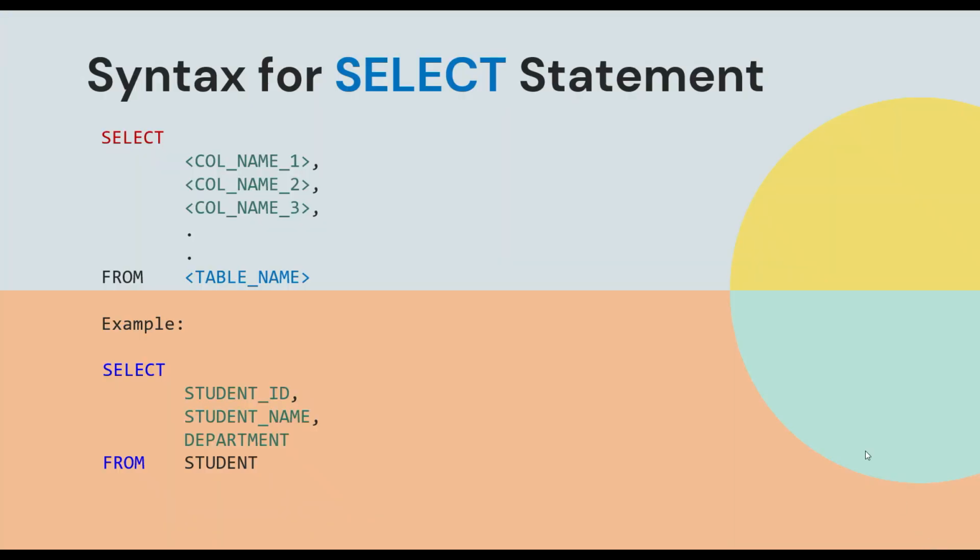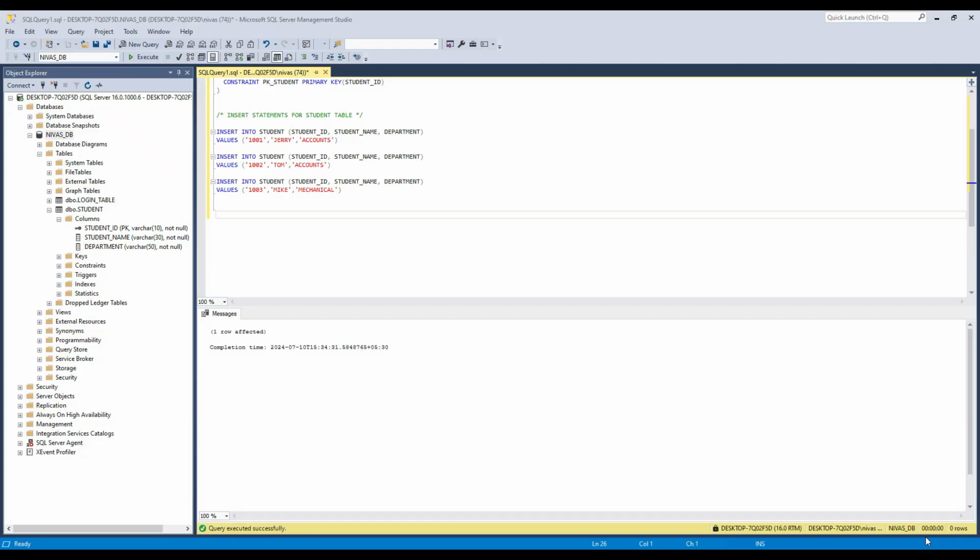Okay, the next statement is a select statement. Select statement is basically used for viewing the data or retrieving the data. So the syntax for the select statement is very simple. Select column names separated by commas from that table name. That's all. So this is the example where it selects student ID, student name, department from student. So this will give the data from the student table. Let's see how it has been executed.